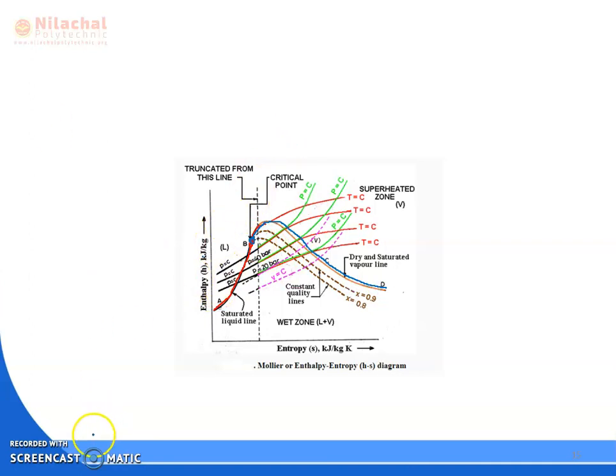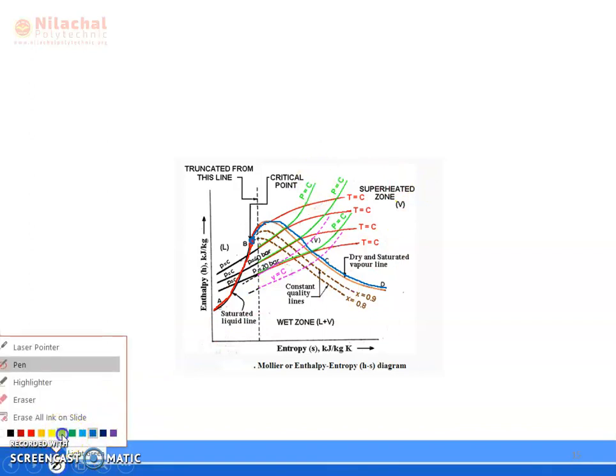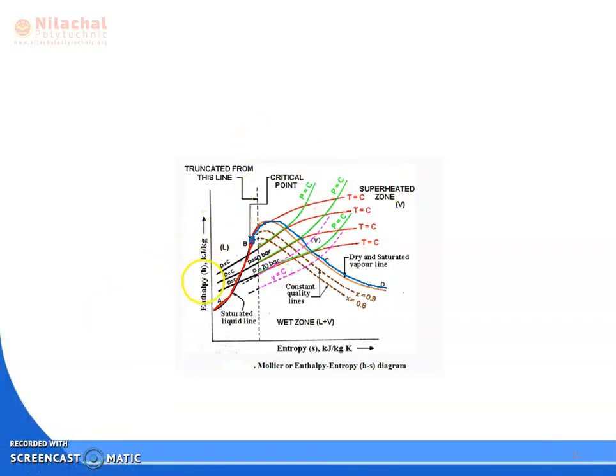Here these lines are the constant pressure lines. I am drawing the constant pressure lines. And from the constant pressure lines, these red color lines are the what? These are the constant temperature lines. So in the TS diagram, you can draw the constant pressure lines, and these are the constant temperature lines.